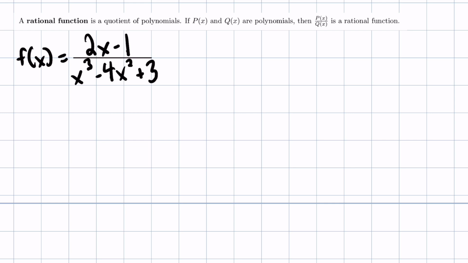Now, the behavior of the graph of a rational function is really going to depend on the polynomials themselves in the numerator and the denominator and the interactions between them. We can have things cancel out and things like that. We'll get more into that later on in the series when we talk about continuity and limits, but we'll just leave it there for now.